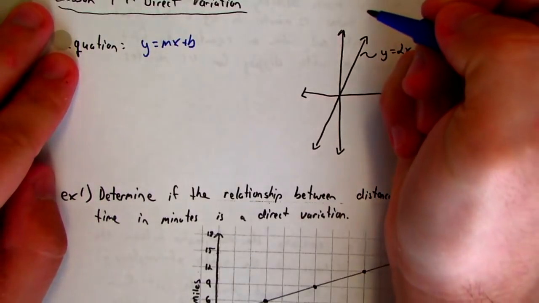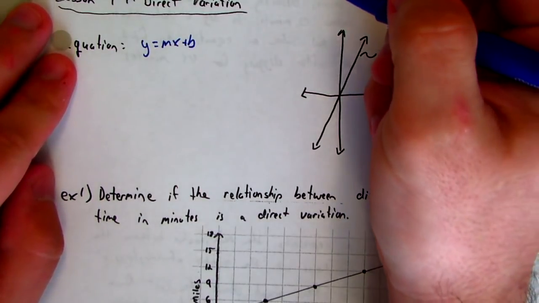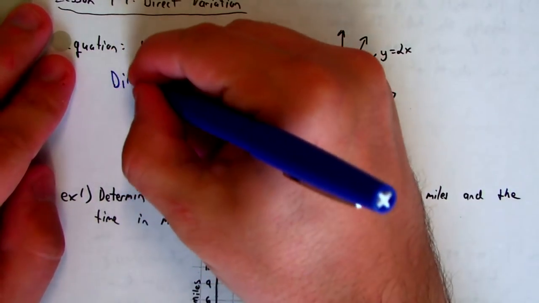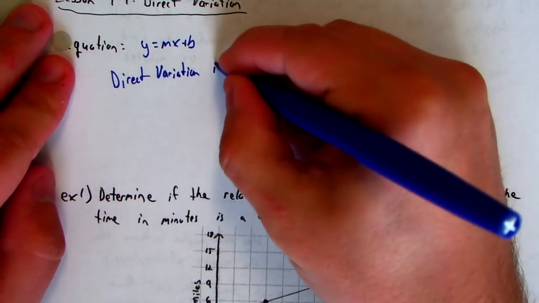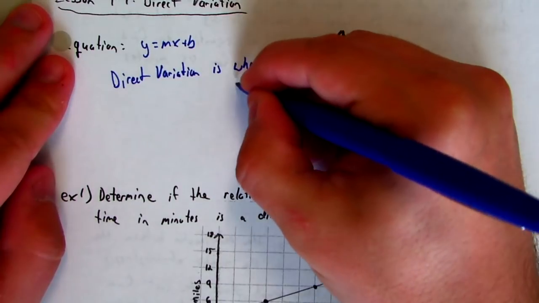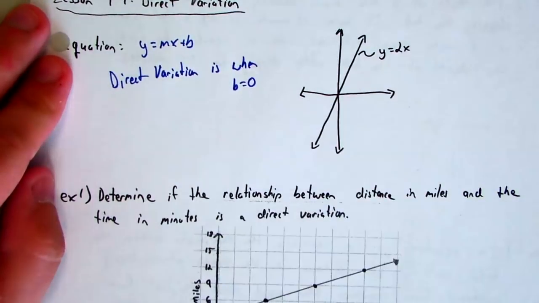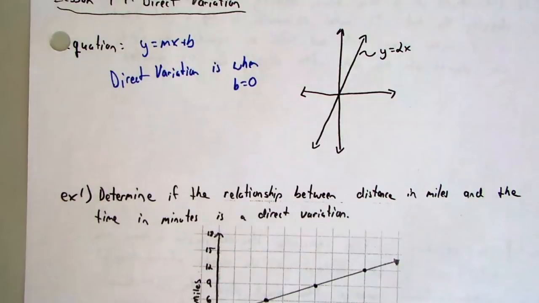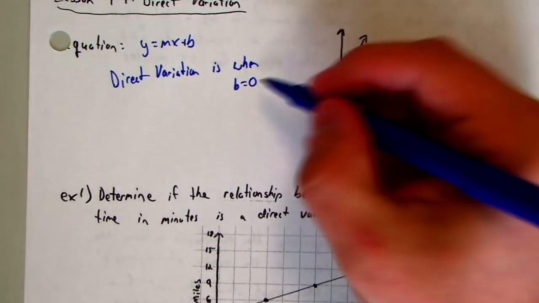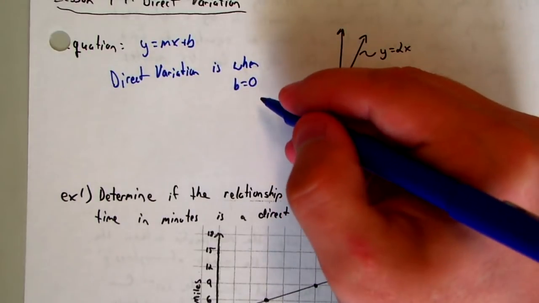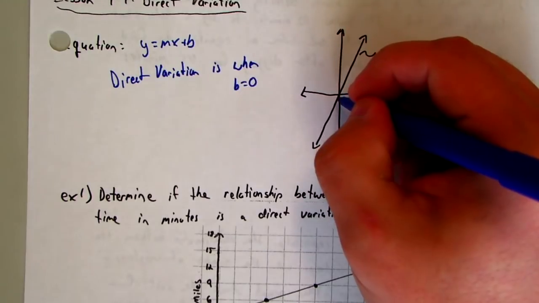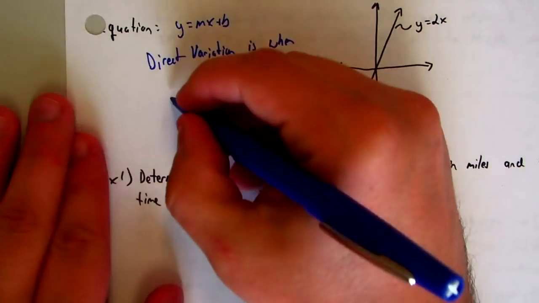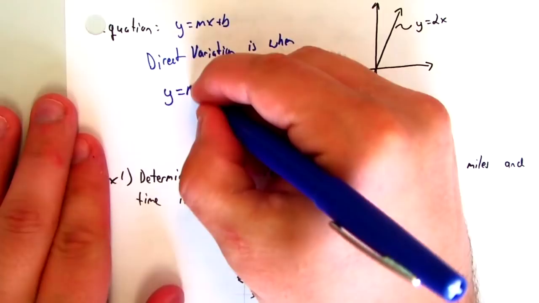we have this. Direct variation is when b equals 0. It's a very special kind of slope-intercept form. What we're saying is the intercept is at 0, 0, right at the origin. So the overall equation would be y equals mx.